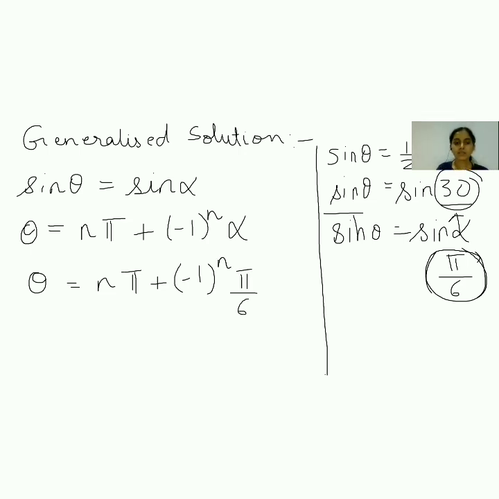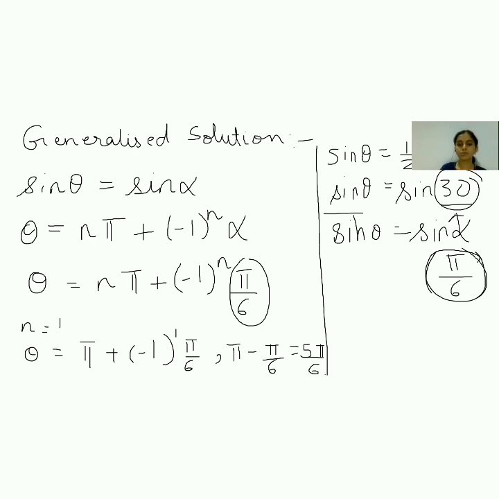Now, what do I mean by this? Let us say that I substitute n equal to 1. So theta is equal to pi plus minus 1 raised to 1 pi by 6. Minus 1 raised to 1 will be minus. So pi minus pi by 6, right? What will the answer be? 5 pi by 6, right? That means other than pi by 6, which is the other value which will satisfy the equation sine theta is equal to half? 5 pi by 6.